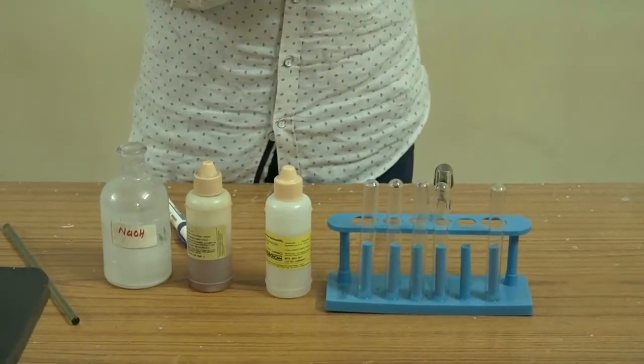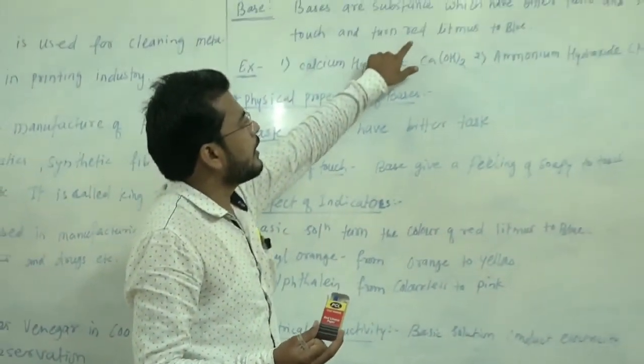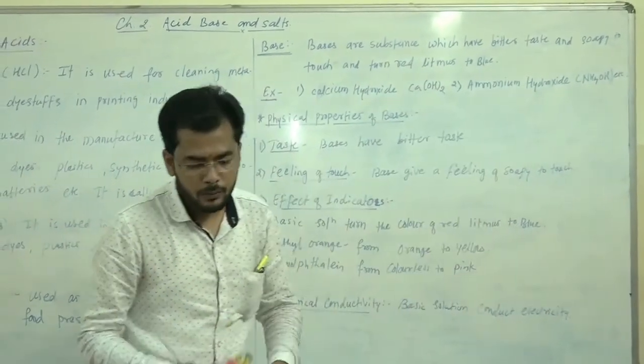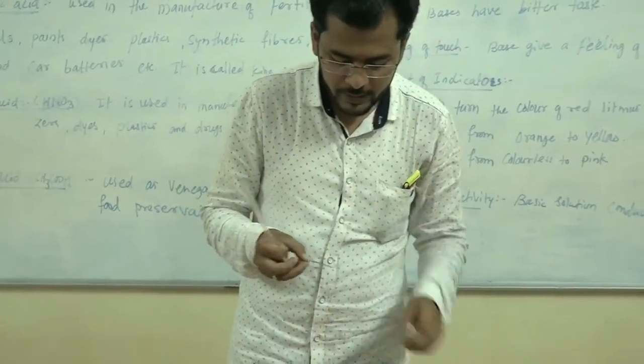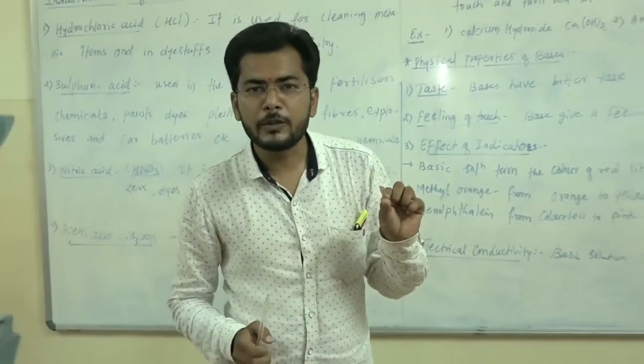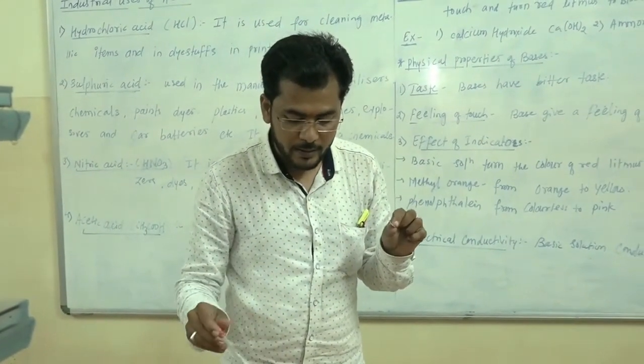This is red litmus paper. According to the definition, red litmus changes to blue. What will it change? This red litmus paper will change into blue litmus paper. We will see it, okay.